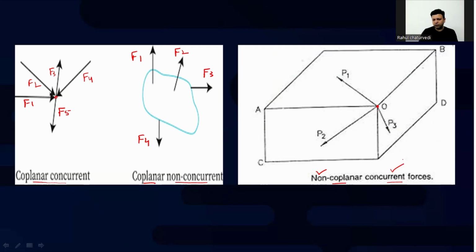While solving a numerical problem, it will be mentioned in the question that the forces will be coplanar or non-coplanar, and that they will be concurrent or non-concurrent. So by considering these four conditions, you have to solve the numerical problems. Hope this is clear to all of you.